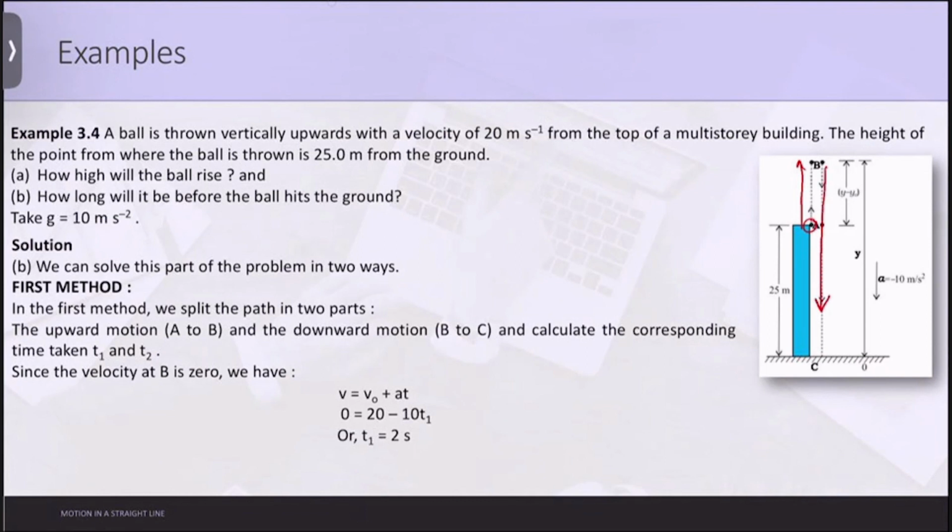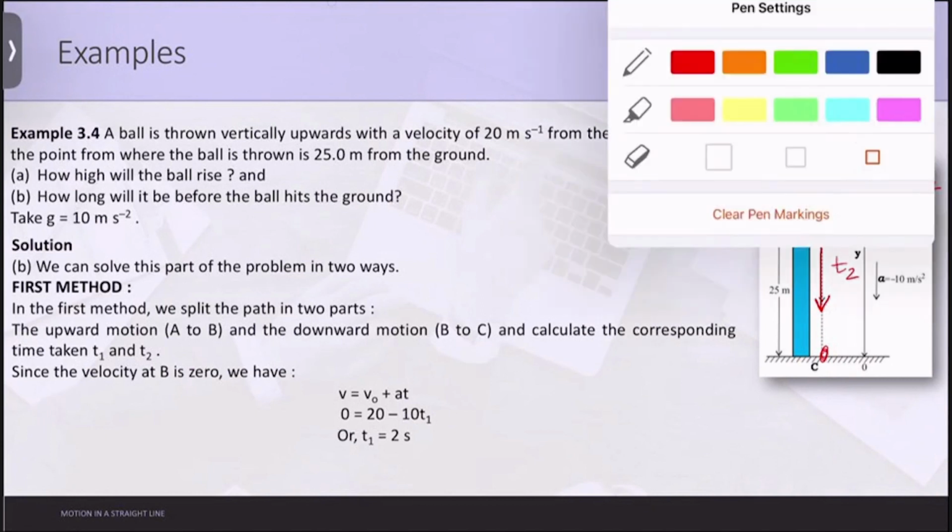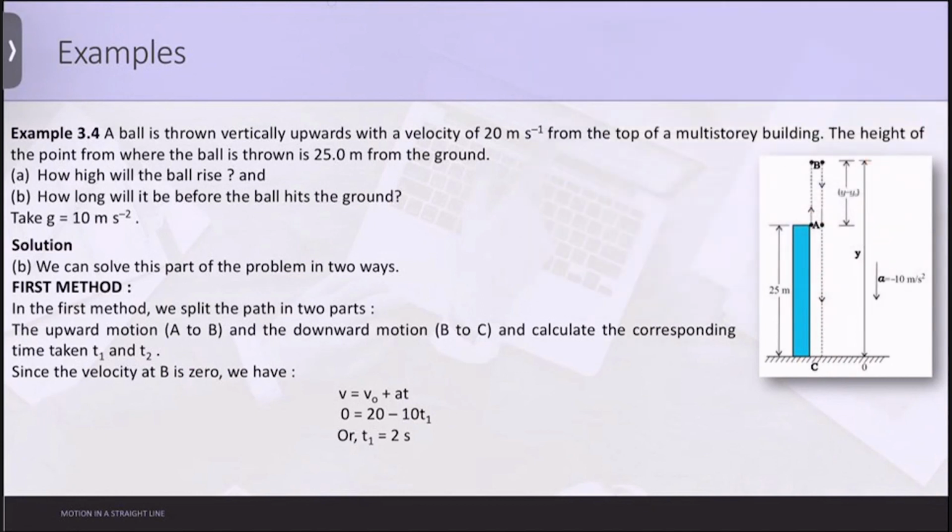Why is it under free fall? Because only acceleration due to gravity is acting on this and no other force is acting. So now they are just asking the time it took for the ball to hit the ground. So some time would be taken up here and some time would be taken up here. The answer required is just t1 plus t2. Fine. Question is understood. Now let us try to understand the solution.